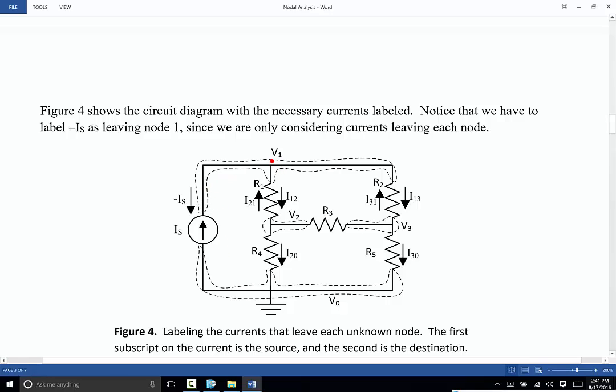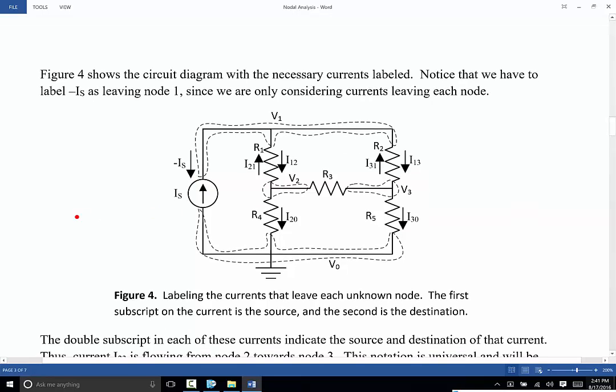The other thing to know is that I need the current that's leaving each node, and although this current source is entering the node, I'm just going to, for clarity, rewrite it as a negative current that's leaving the node. That'll just make our lives a little bit easier as we're writing the Kirchhoff's current laws.